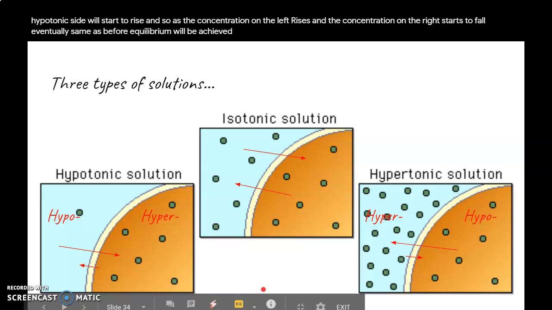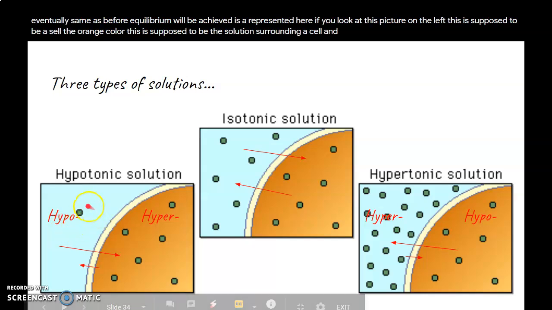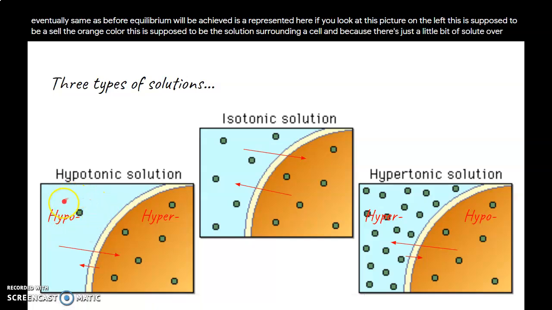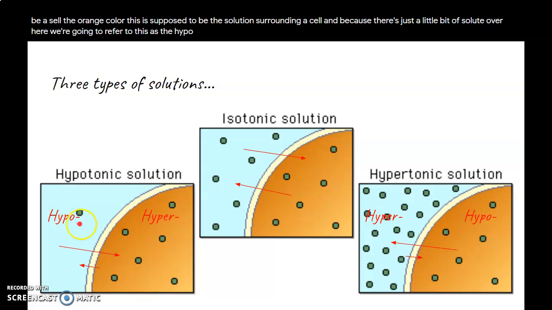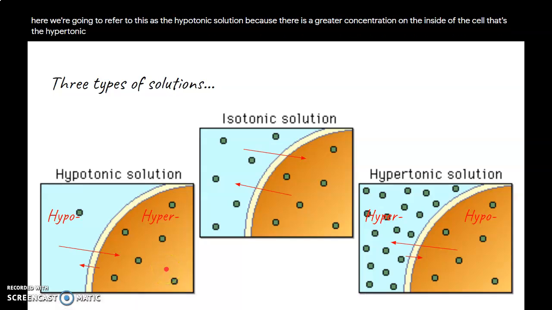Those same ideas are represented here. If you look at this picture on the left, this is supposed to be a cell, the orange color. This is supposed to be the solution surrounding a cell. And because there's just a little bit of solute over here, we're going to refer to this as the hypotonic solution. Because there is a greater concentration on the inside of the cell, that's the hypertonic solution.